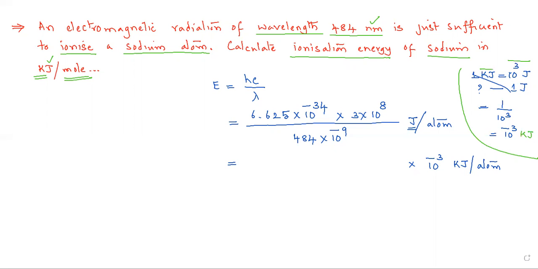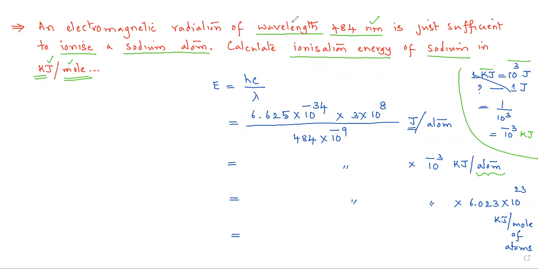I've given the clarity. But this is only for one atom, and finally they wanted it for a mole of atoms. So let me multiply the whole thing by Avogadro number. We know that a mole is nothing but the Avogadro number. Now this is kilojoule per mole of atoms. Now let me write the final step.